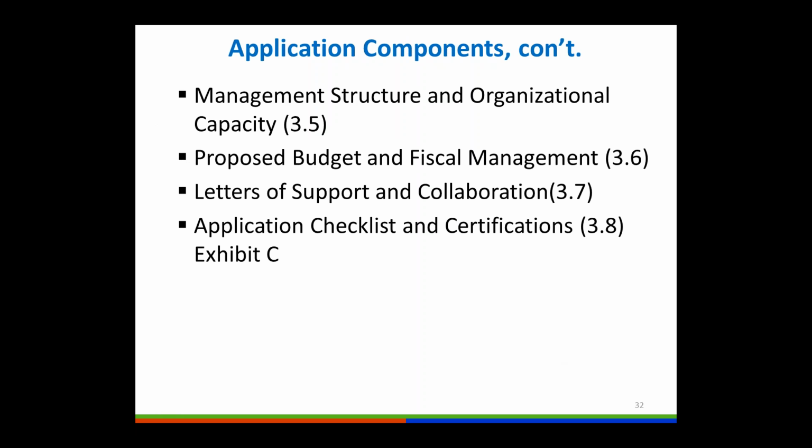Okay, and then we have the application components continued: management structure and organizational capacity. This is section 3.5. You'll be describing the agency mission, organizational structure, and staffing. And you'll want to indicate who is going to be responsible for each of these different following areas.